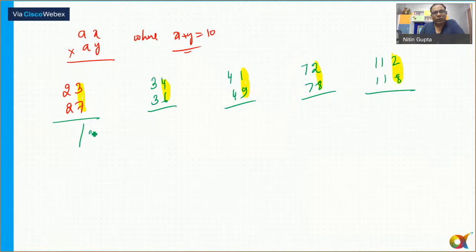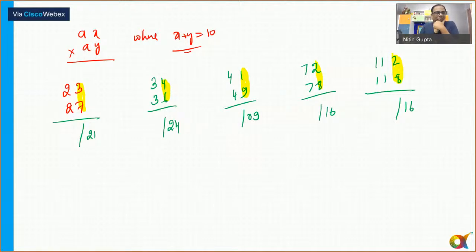So I'll say 7 into 3 is 21, write it down. Like in the second case, 4 into 6 is 24. In the third example, 1 into 9 is 9, so I'll write down 09. For 72 into 78, I'll write down 8 into 2, 16. And for 112 into 118, 8 twos are 16 here. And what is the first part? The first part is always the number into number plus 1.